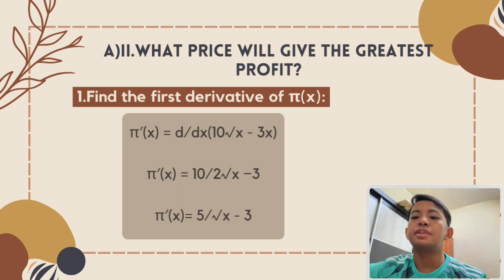The second question is what price will give the greatest profit. To find the greatest profit, the first step is to find the first derivative of the profit function. So we differentiate the profit function that we got from the first question. We will get 10 over 2 square root x minus 3, and we simplify it, and the final answer for the derivative of the profit function is 5 over square root x minus 3.